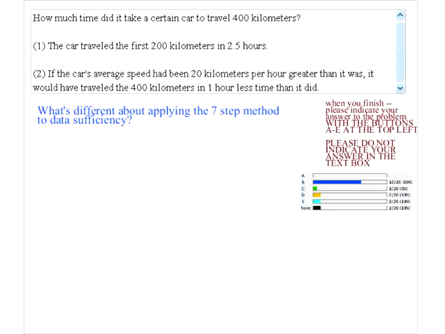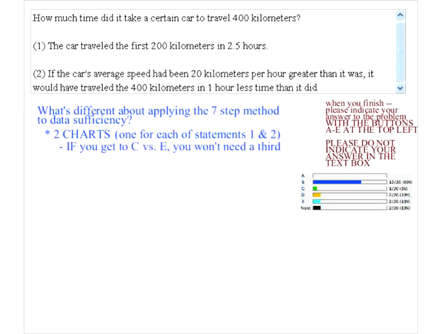Yeah, you're going to want to make two charts, because remember, statement 1 and statement 2 are different sets of information. So you don't want to use the same chart. You want to use one for each of statements 1 and 2. If you get to C versus E, you won't need a third chart, because that's just combining the two. So you can just import the data from one of the charts into the other one.